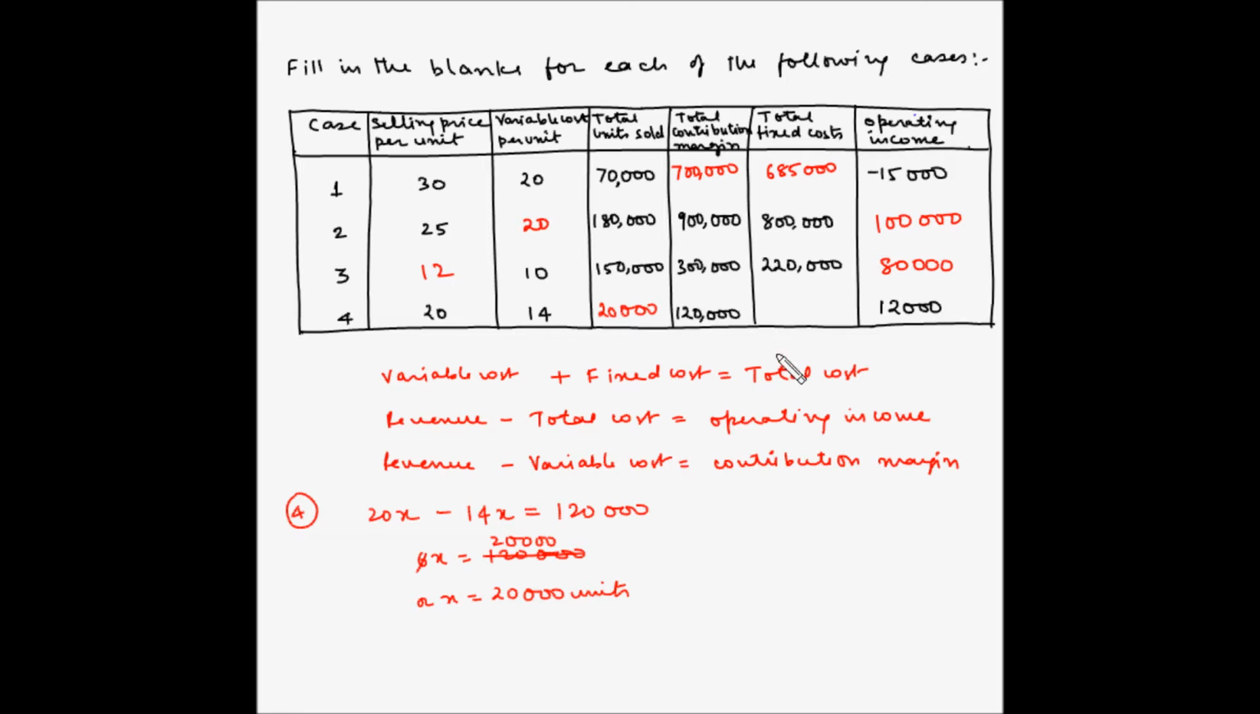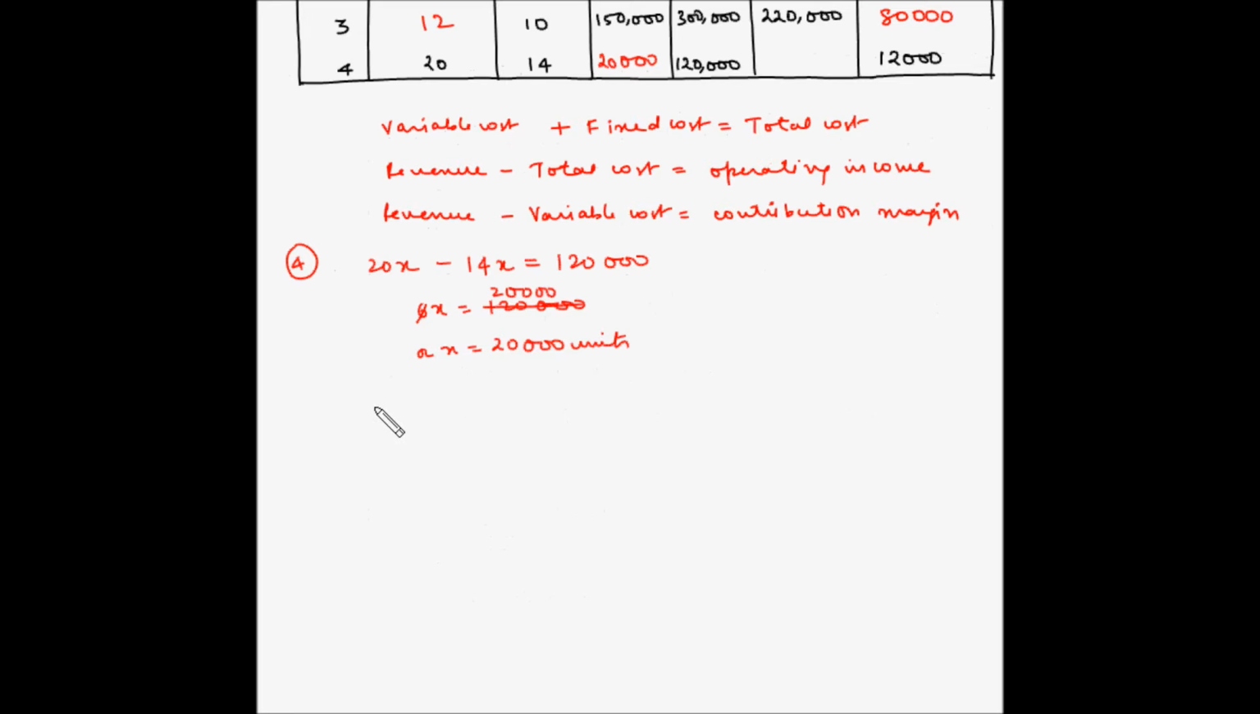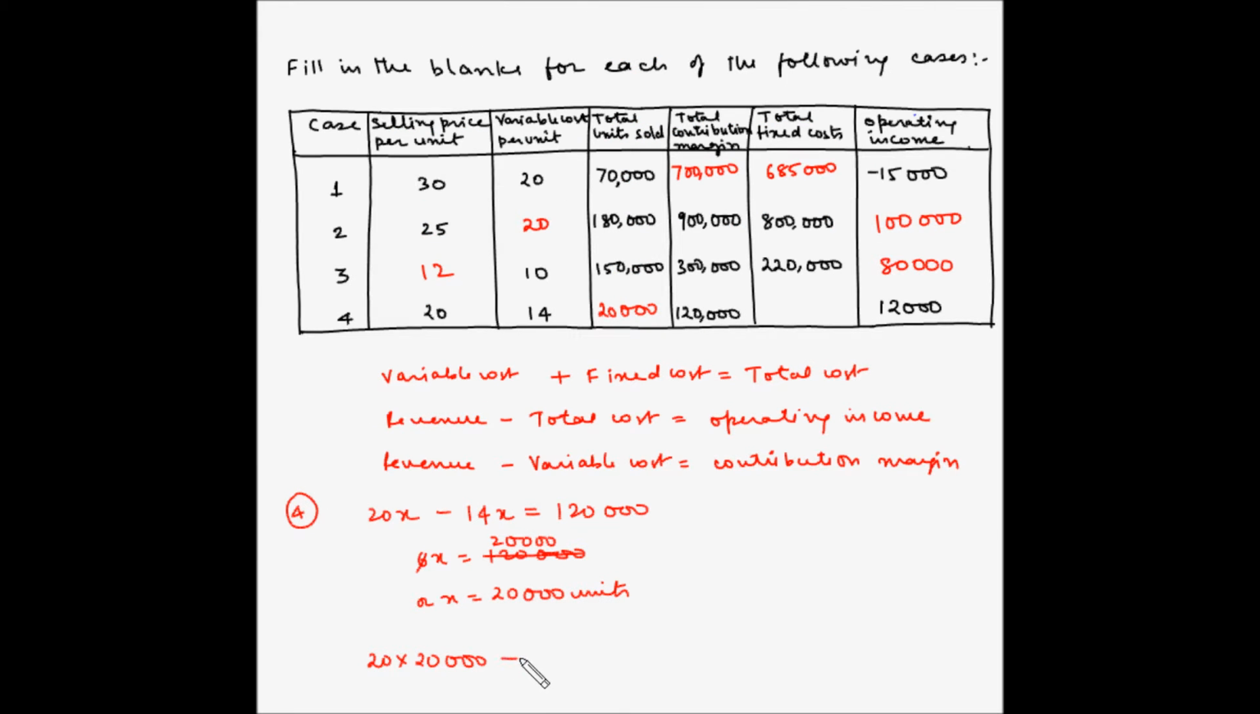Now we have to find out the total fixed cost. We know that the total revenue minus the total cost is equal to the operating income, and total cost is equal to the total variable cost plus the total fixed cost. So we know all the values for this formula except the total fixed cost. So let's use this formula to find out the total fixed cost. So the revenue is 20 multiplied by 20,000, and this minus the total cost.